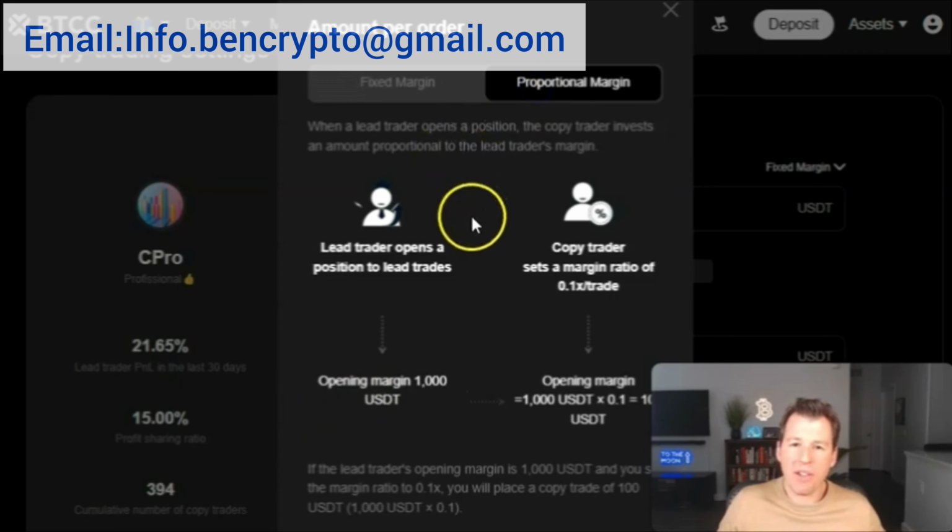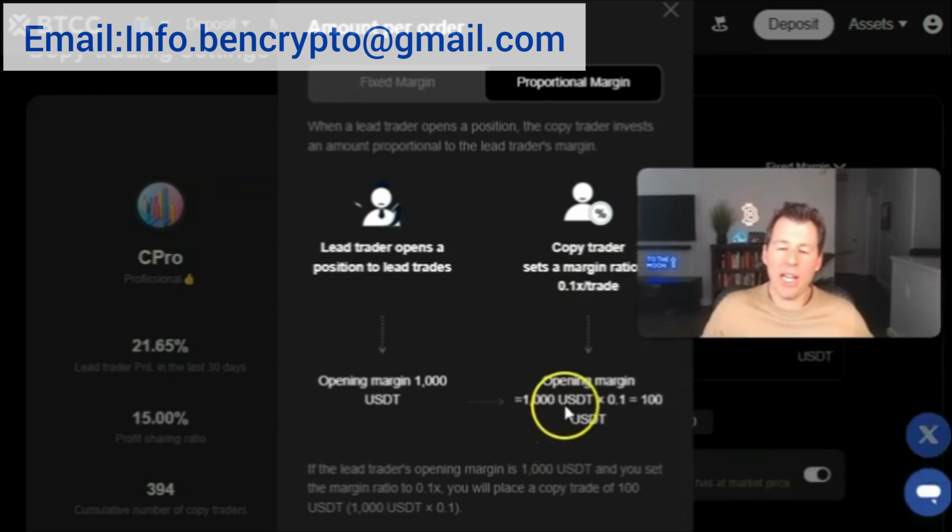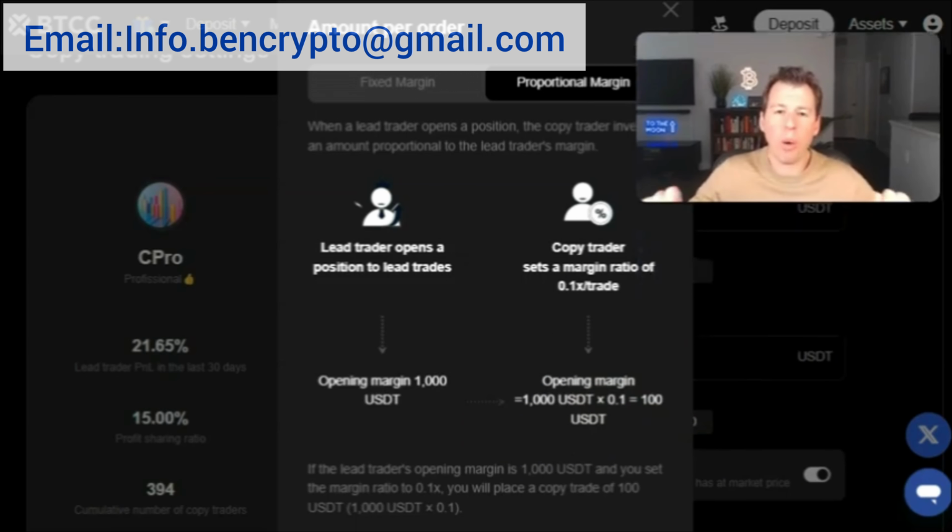Proportional margin is a little bit different. This means you are going to invest proportionally to the amount that the lead trader puts himself in each of his trades. So the more confident a lead trader is in one specific trade, the more money he puts in, then the more money you will put in. So if you set your proportion margin at 0.1x, that's 10%, and the lead trader opens up a trade where he himself puts $1,000 in his margin, you're going to put 10% of that in, $100. If, on the other hand, the lead trader is way more confident on one trade, he puts, let's say, $10,000, and then you have that 0.1x trade, you would put more in that trade yourself. So you would put 10% of $10,000, which is $1,000.